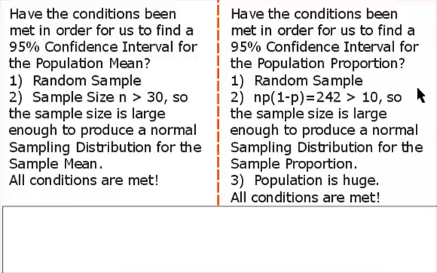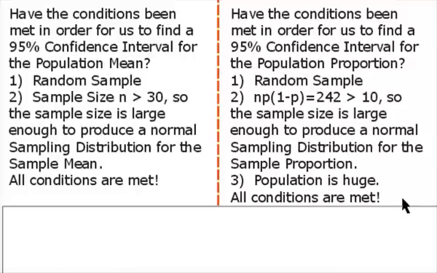The sampling distribution for the sample proportion is normal if the sample size is large relative to the population proportion. You will see different tests for this, but this is the one used in our textbook. The sample size multiplied by p, the population proportion, and multiplied by 1 minus the population proportion, must be greater than or equal to 10, where the population proportion p is being estimated using our sample proportion.